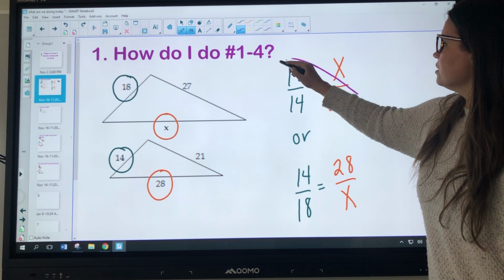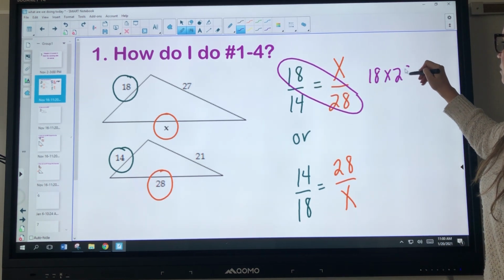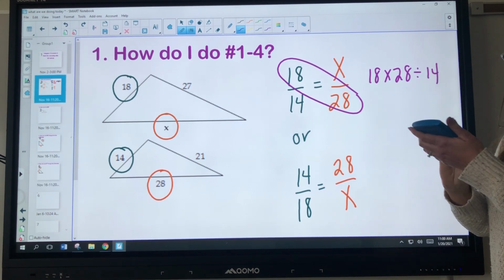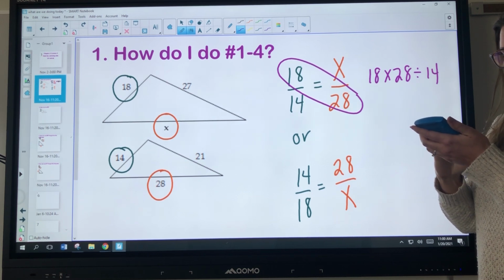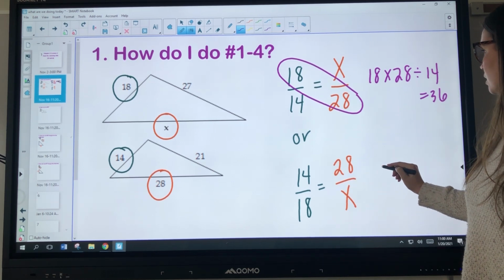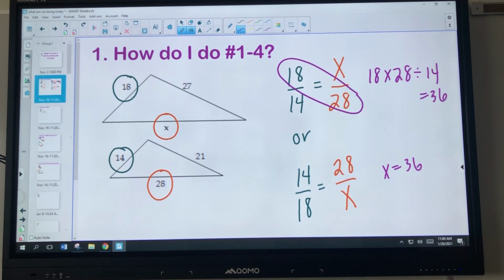So you do 18 times 28 divided by the 14. 18 times 28 divided by 14. You get 36. Trust me, the same thing will happen when you do that. I'll just show you one more way.